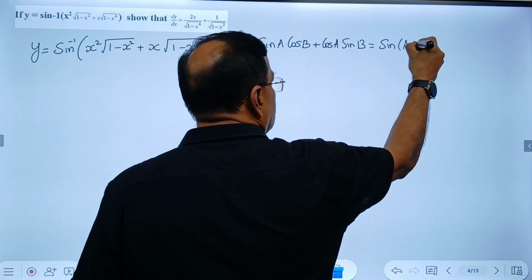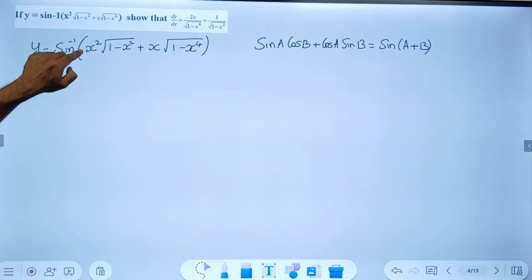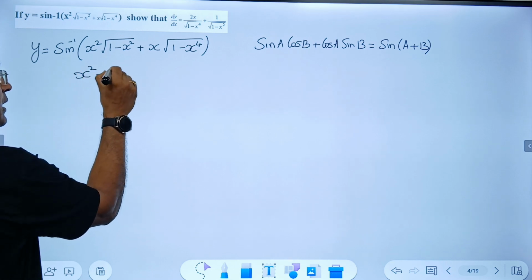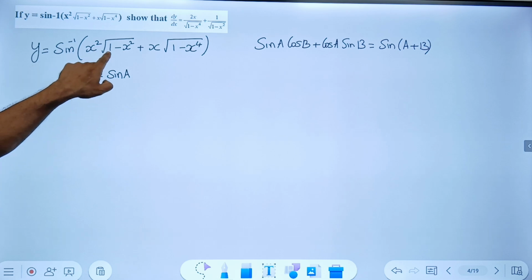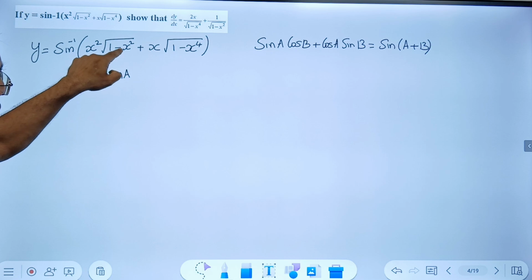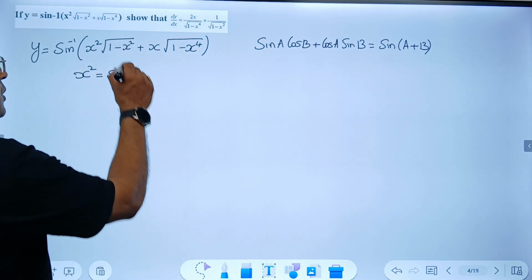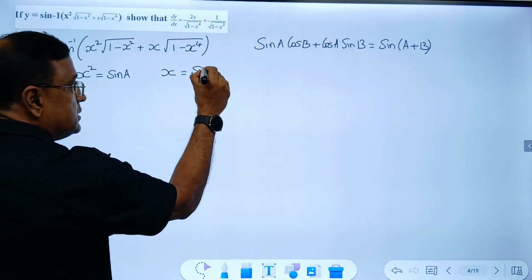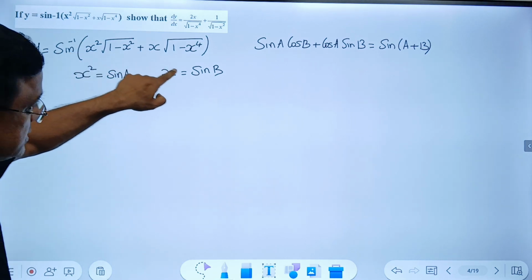This is what I am going to use now. How am I going to use it? That means this should become sine. So I will take x square as sine A. This should become cos. So you know 1 minus sine square B will be cos square B. So in place of this x, I will put sine B. X square is sine A and x is sine B.